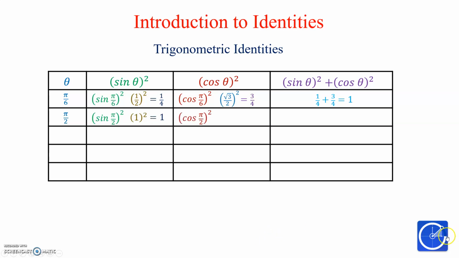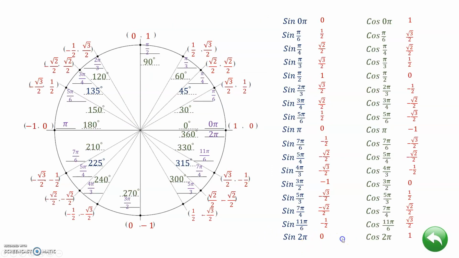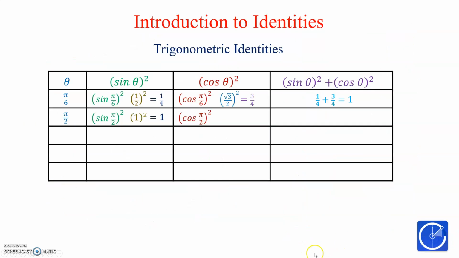Now let's find the cosine of pi over 2. Resource reminds us that cosine of pi over 2 just happens to be 0. So when I substitute 0, I get 0. Now when I add these two values together, I happen to get 1. So we're beginning to see some pattern here. Let's try a few more.